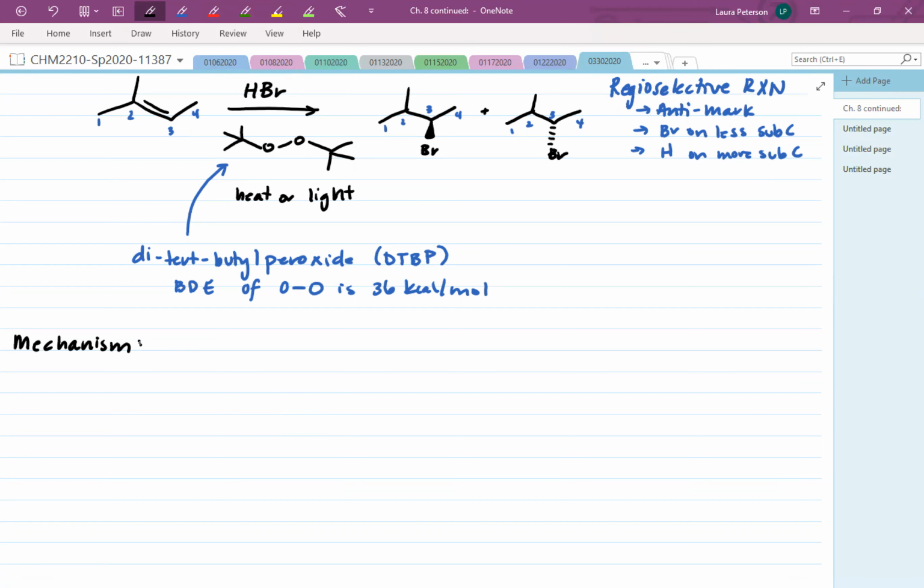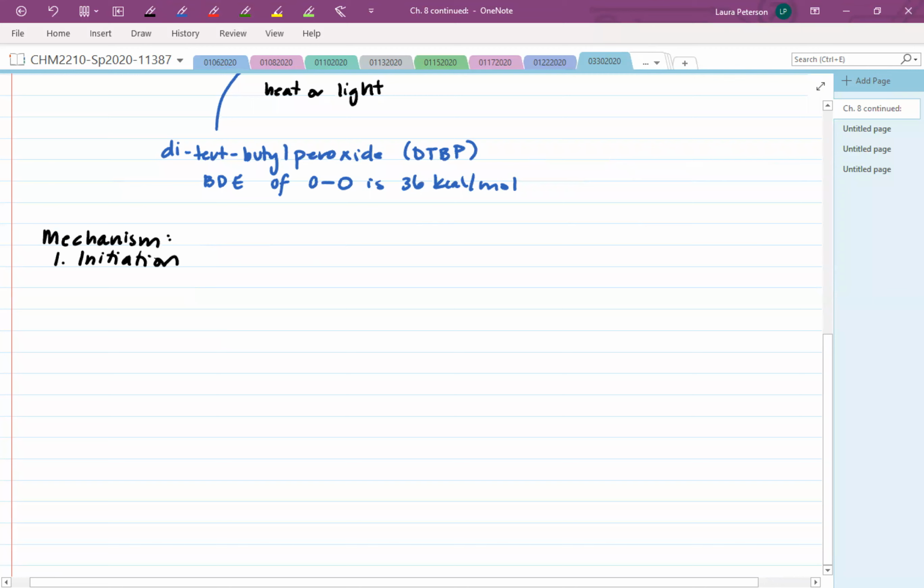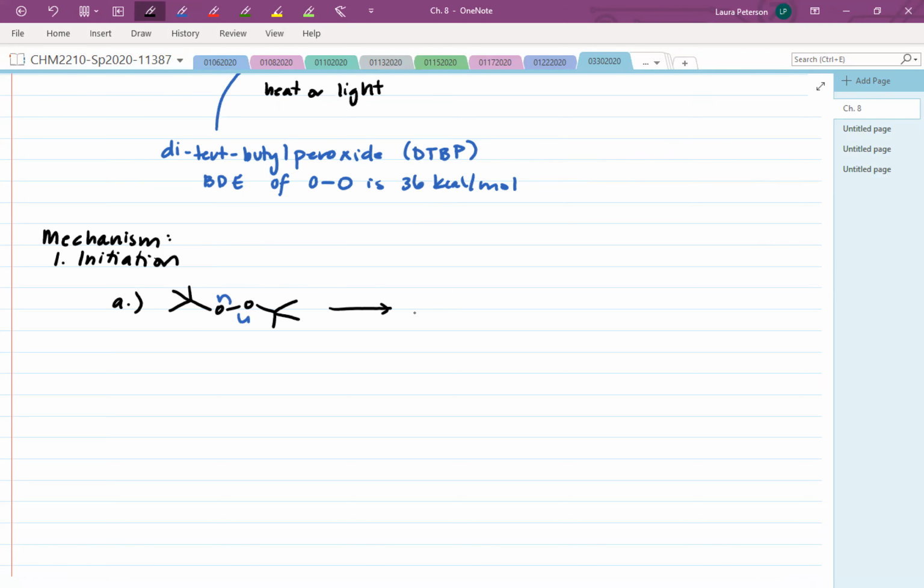The first step is initiation. In this case, we actually have two initiation steps. Remember, initiation is where we generate free radicals where we didn't already have free radicals. So we'll label them as A and B. The first one is where we take our ditert-butyl peroxide and do the homolytic cleavage. And now we've generated two of these oxygen radicals.